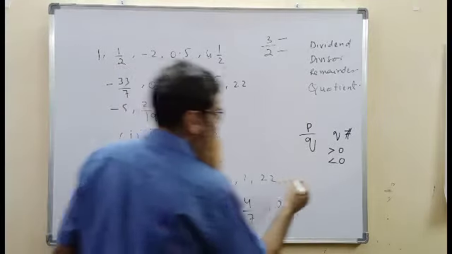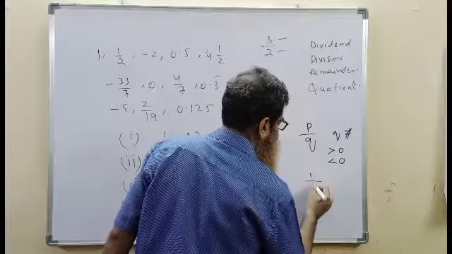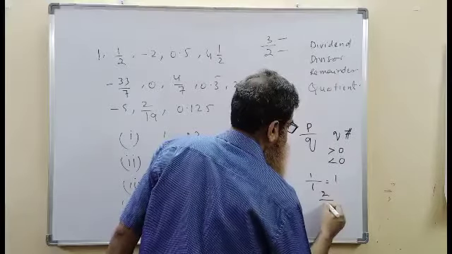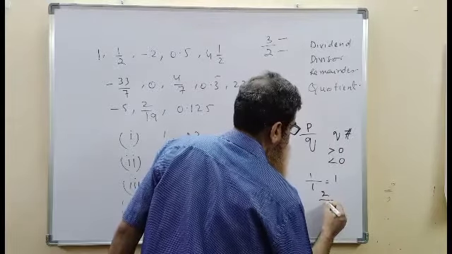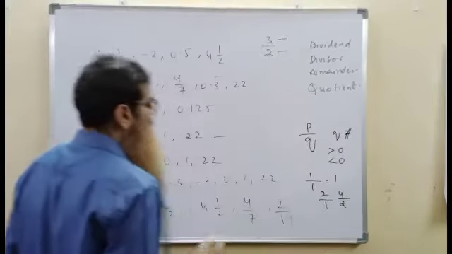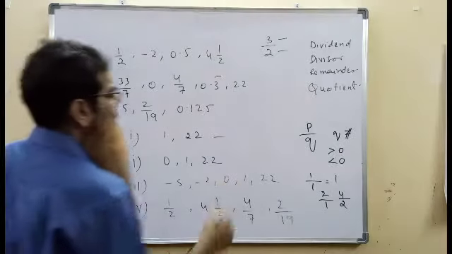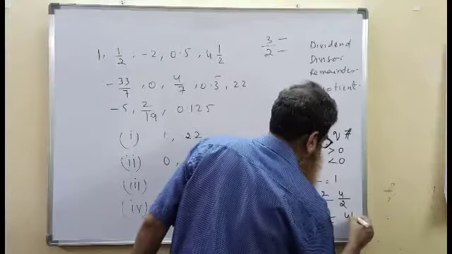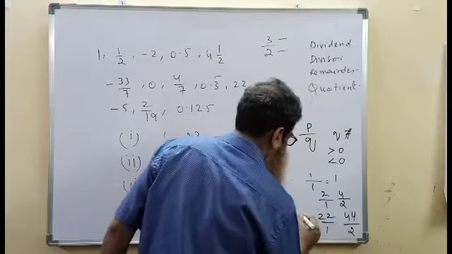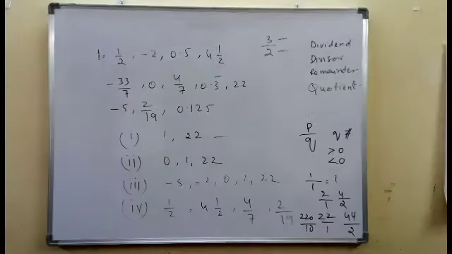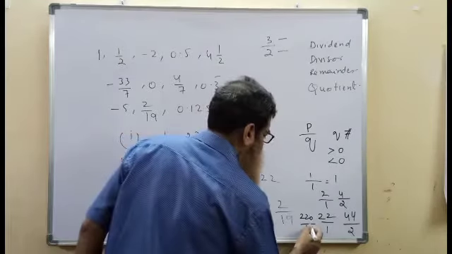Here we have learned before, if you remember, 1 by 1 is equal to 1, a rational number. If we have 2, you can write it as 2 by 1, or 4 by 2. So these are all rational numbers. Then you can write 22 as 22 by 1, 44 by 2, or 220 by 10. So any number which can be written in the form of p by q, where q is not equal to 0, is called a rational number.